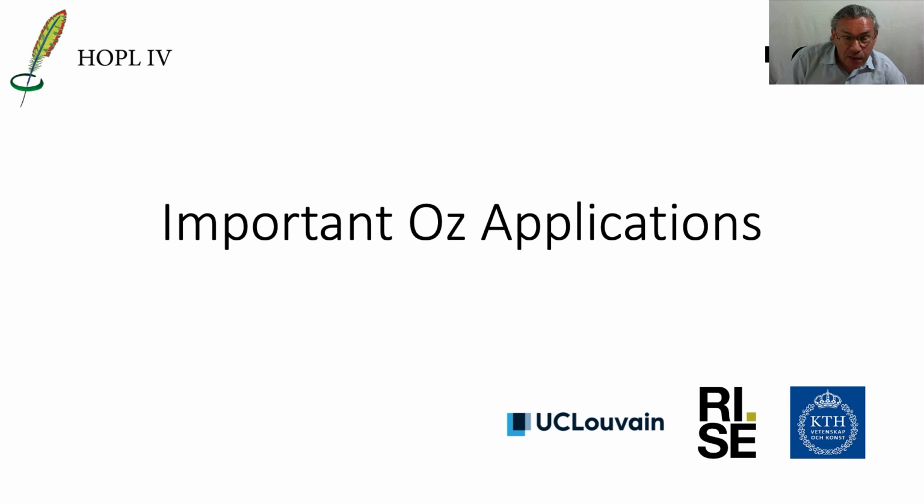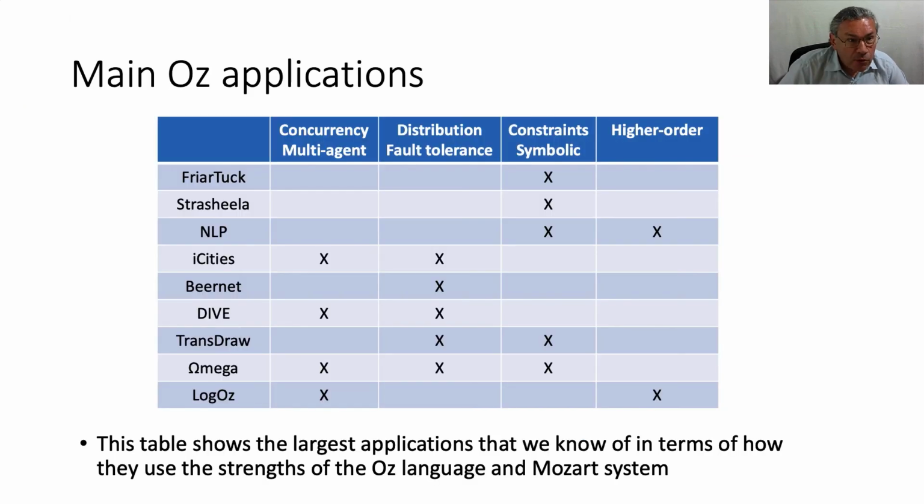It's interesting to see some of the important Oz applications that were written. So here's a table showing the largest applications that we know of and in terms of how they use the strengths of Oz and the Mozart system. So Strasheela is a tool for computer-aided music composition based on constraints. BeerNet is a structured overlay network based on a relaxed ring. Dive is a distributed virtual environment. TransDraw is a distributed graphic editor based on transactions. Omega is a distributed proof assistant for mathematicians. Logos is an environment for teaching programming based on progressive enrichment of multi-agent microworlds.